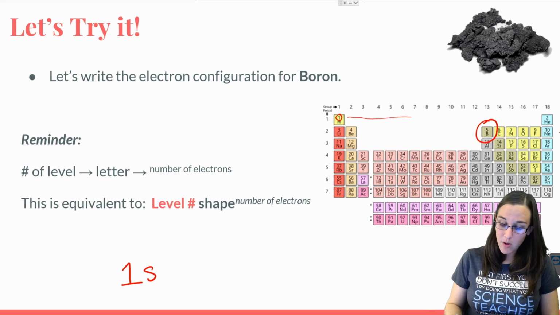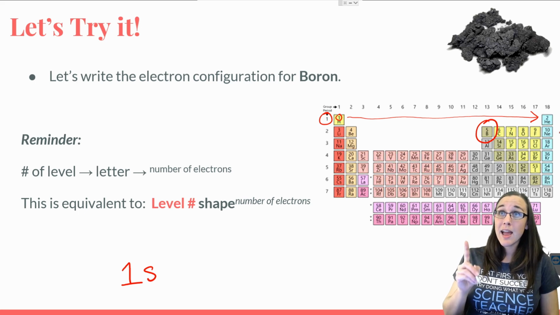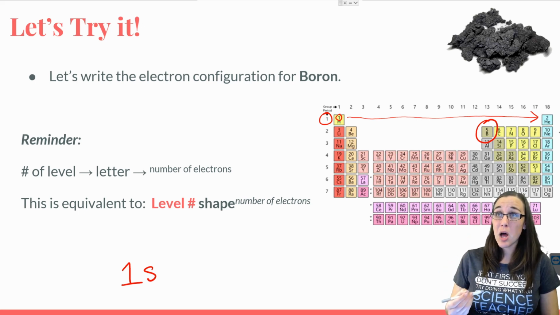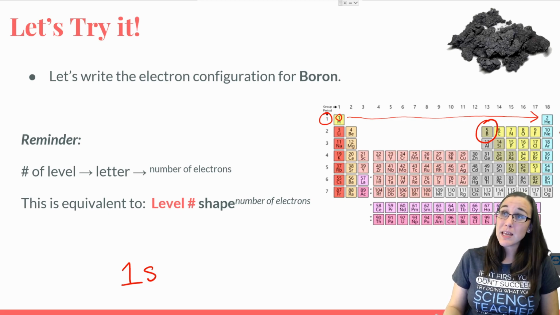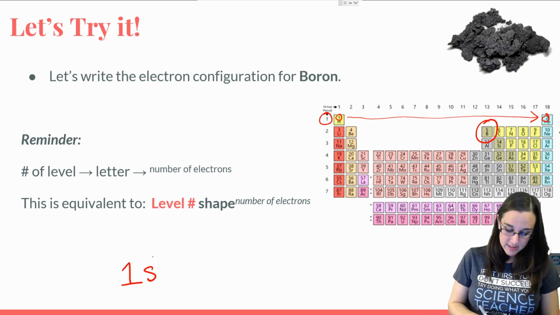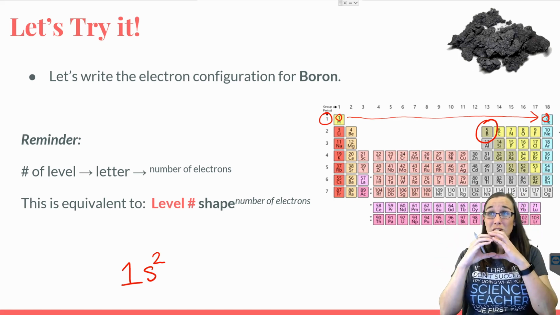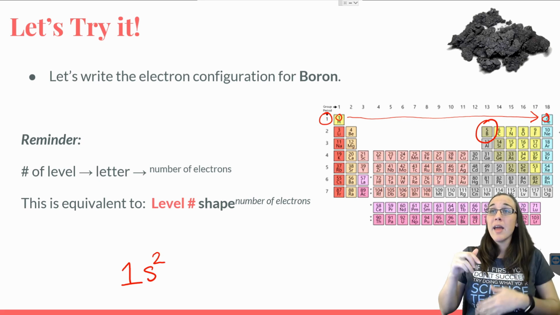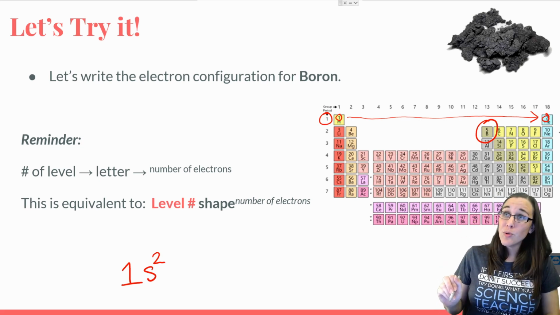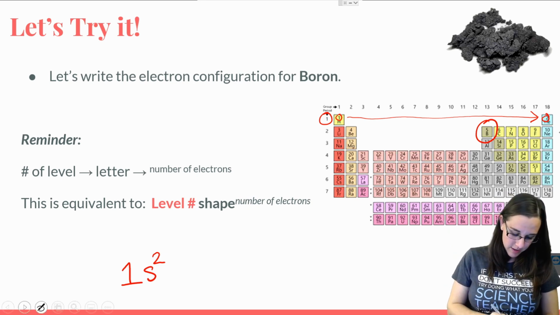Now if I go all the way across, I'm still in level 1, and I'm still in the S block with helium. So now that would be 2. So to read all the way across, it's 1s2. My level is 1. I haven't gone down yet. My shape is S. It's a sphere. It's that mini house. And the number of electrons to get through that first level is 2. Now I can move on to my second level.